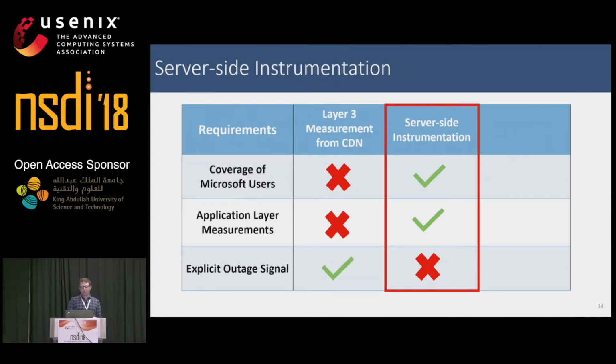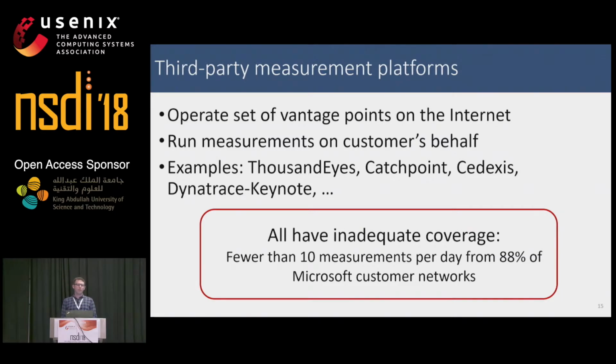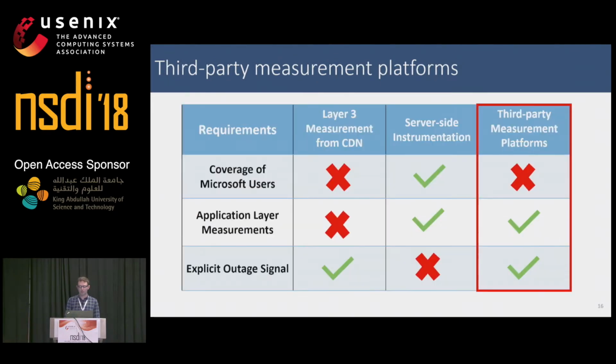So instead of passively monitoring at the server side, we need to be doing active measurements. And there are third-party measurement platforms that do active measurements, so let's look at those next. Third-party platforms are just companies that operate a set of vantage points on the internet, and they run measurements on their customers' behalf. So we worked heavily with nearly all of these, and they all have inadequate coverage. At best, we'll see fewer than 10 measurements per day from 88% of Microsoft customer networks. So third-party measurement platforms overcome the limitations of the techniques I've talked about so far, but they fail to cover Microsoft's user population.